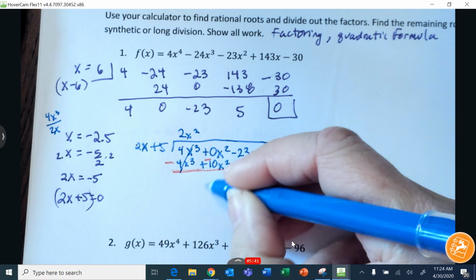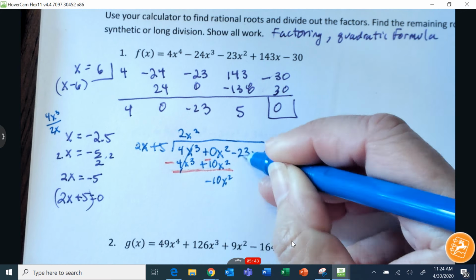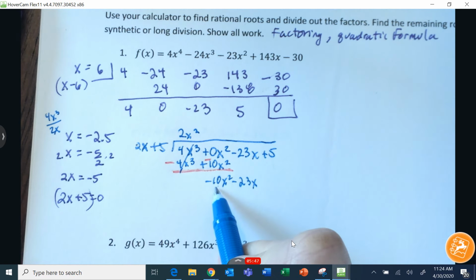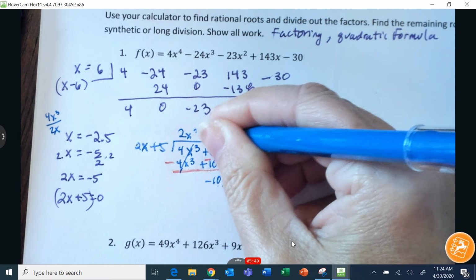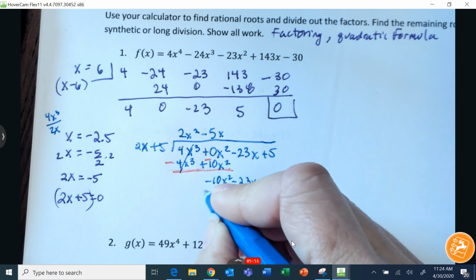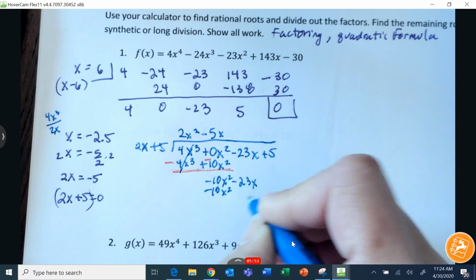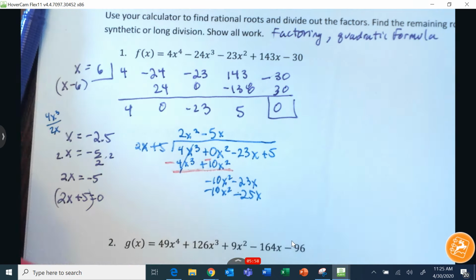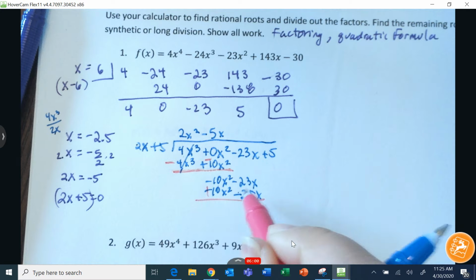And then those cancel. We get negative 10x squared. Bring on down minus 23x. Do it again. 2x into negative 10x squared. That's minus 5x. Multiplying, we get negative 10x squared. Then I get minus 25x. Draw the line. Change the signs.